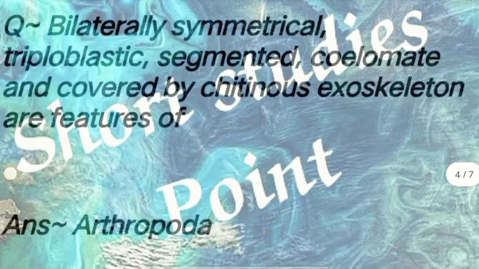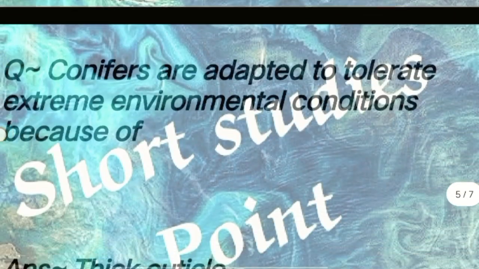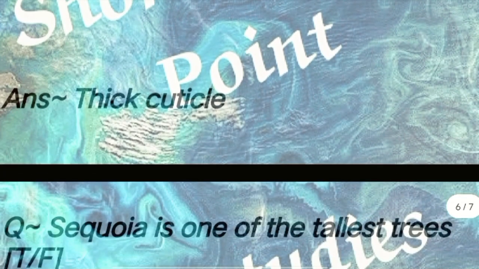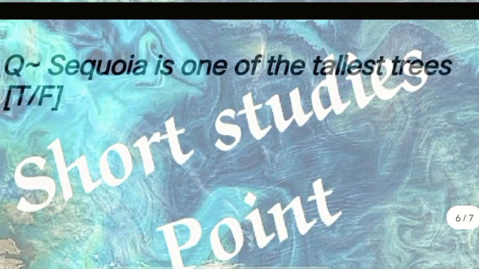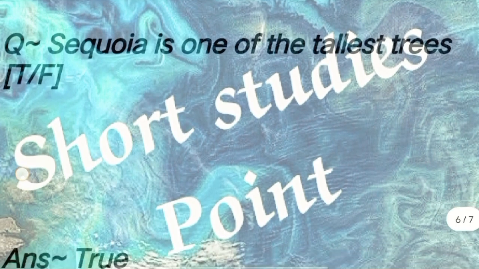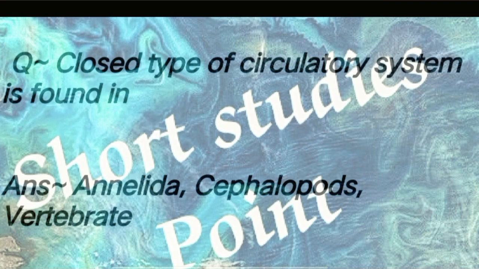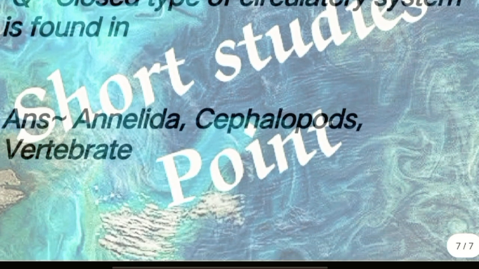exoskeleton are features of. Answer: Arthropoda. Next question: conifers are adapted to tolerate extreme environmental conditions because of. Answer: thick cuticle. Next question: sequoia is one of the tallest trees. Answer: true. Next question: closed type of circulatory system is found in. Answer: Annelida, cephalopods, vertebrates.